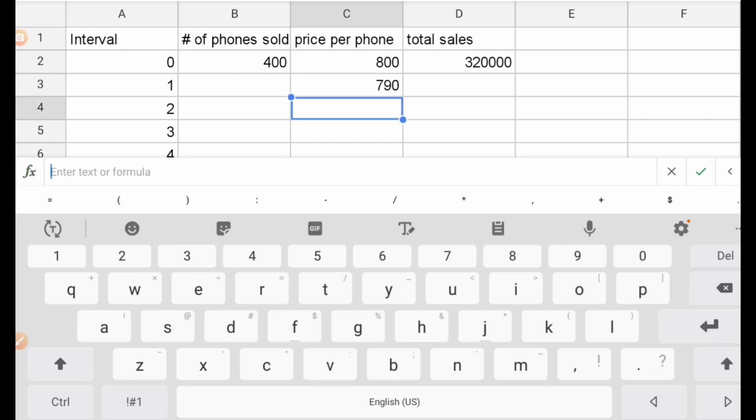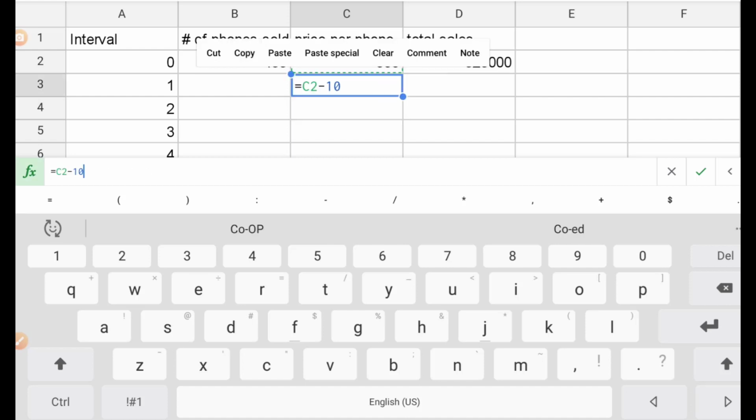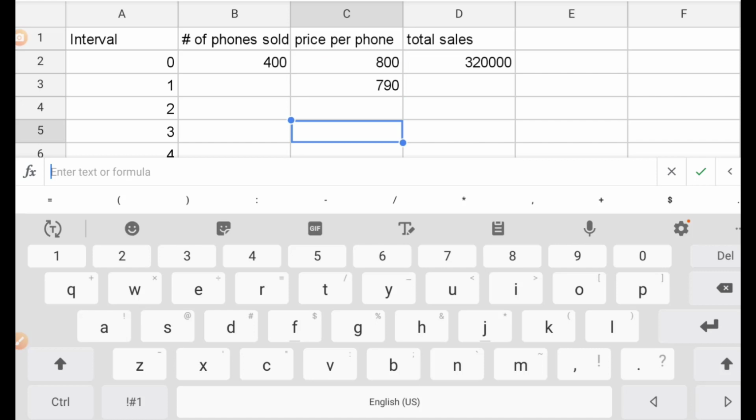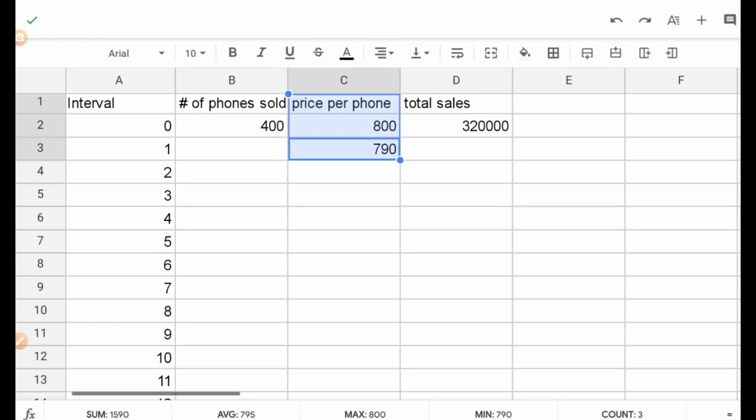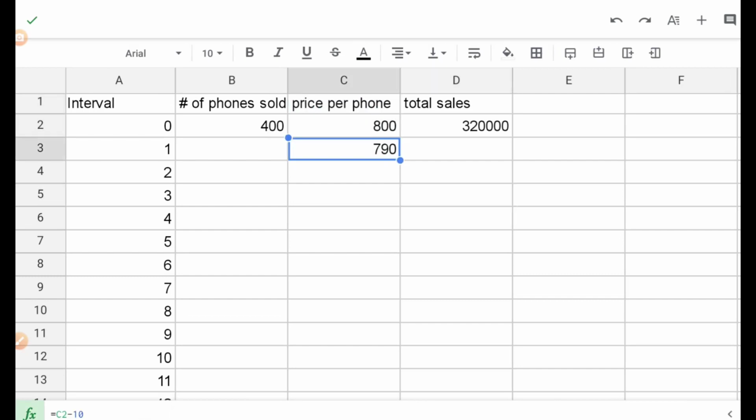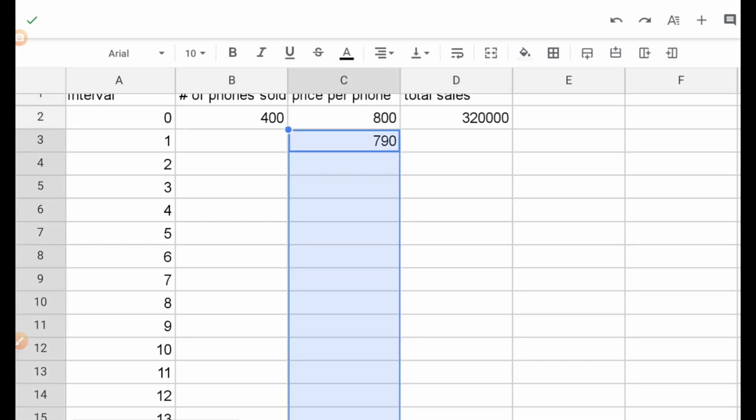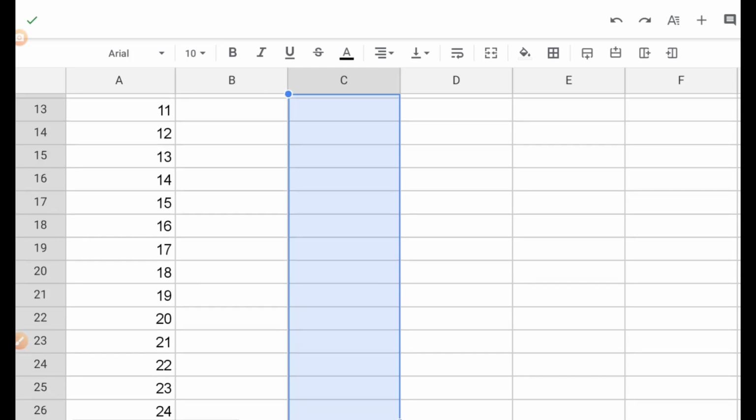And as you can see, we decreased the price per phone by $10. But now I want to copy that rule over and over again. So let's copy that rule. Copy, and I want to drag and drop that rule all the way down so that I can do that calculation over and over again. So we're going to drag that all the way down. I think we went all the way to 60.